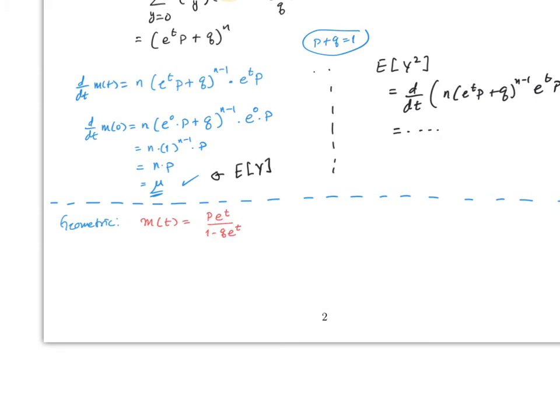So if you want the expected value of y, which remember is the first moment, or mu, and you already know the answer should be 1 over p, just for the record, then this is going to be the derivative with respect to t of the moment generating function, which is this. Now, this is a quotient, so you have to use the quotient rule. The derivative is equal to the derivative of the top times the bottom minus the derivative of the bottom times the top.